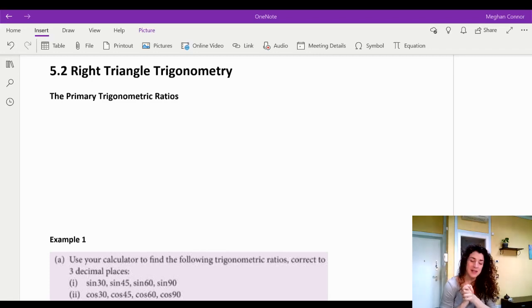Hello, 11th graders. So we are moving on in our geometry unit. Last unit, we talked about a little bit of coordinate geometry, about finding distance and midpoint, about finding perpendicular bisectors, the relationship between the intersections of lines. And today we're moving into a little bit of trigonometry.